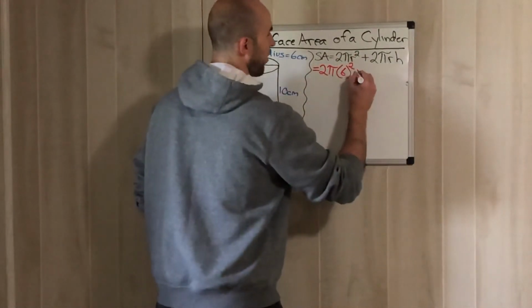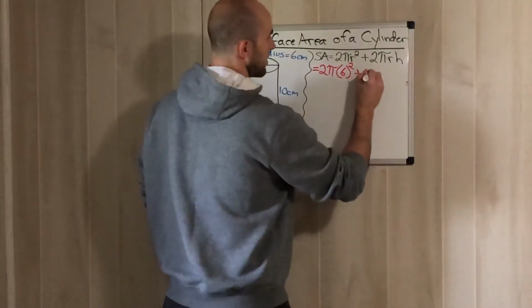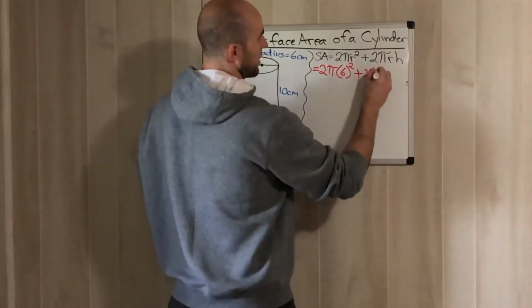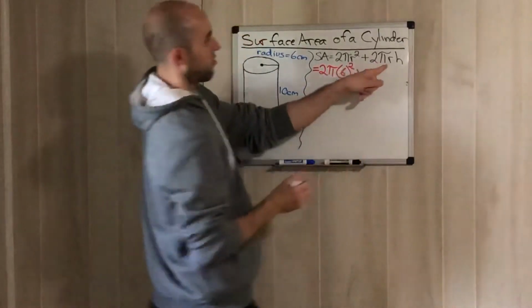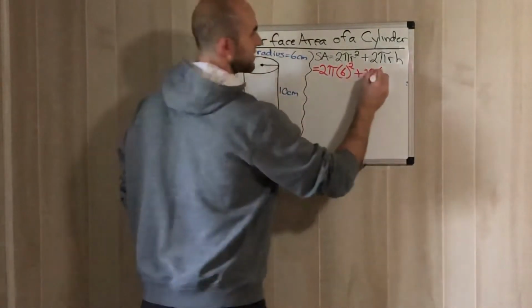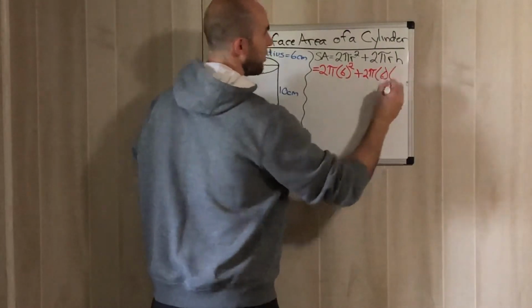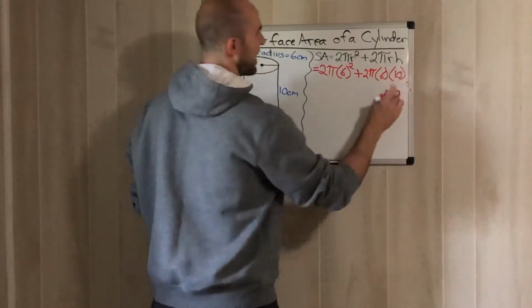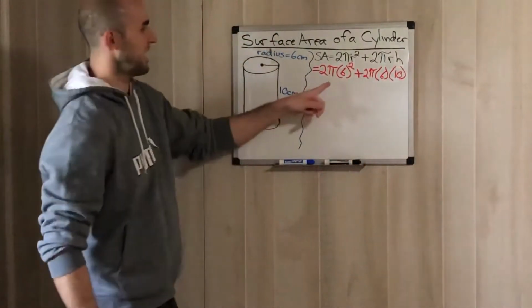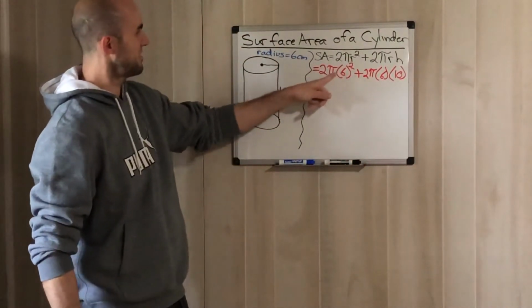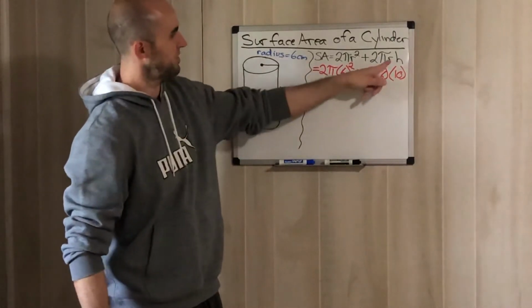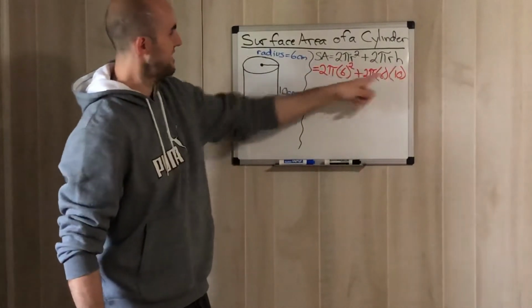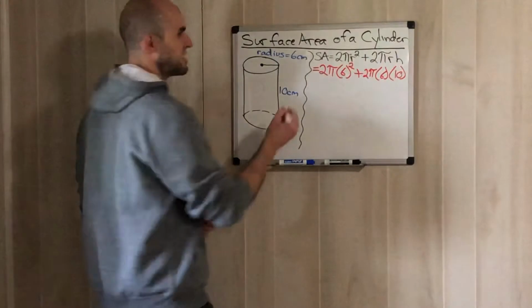And now the second part's going to end up being 2 pi. We know that the radius is 6. And we know that the height is 10. And that's where everything came from, just substituting everything in. Now it's just simplifying everything.